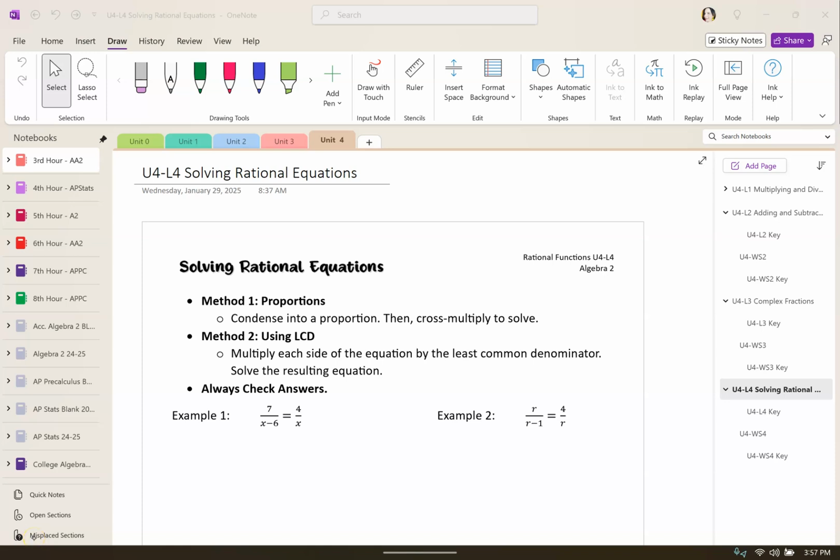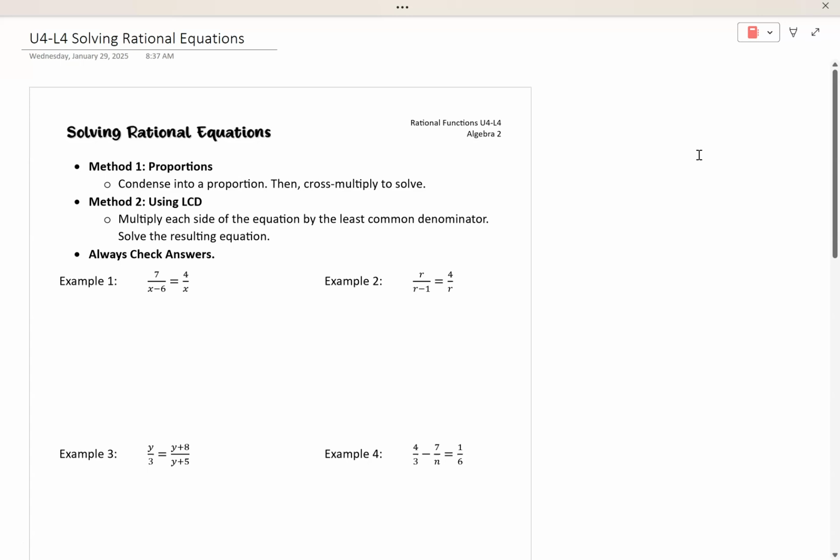Hey guys, so we're going to talk real quick about solving rational equations. There's kind of two methods that you can do. You can do proportions, condense into both sides being one proportion, then cross multiply to solve. Method 2 uses the least common denominator. So figure out what that is and then multiply both sides by it. We're going to do a couple of those ways today.